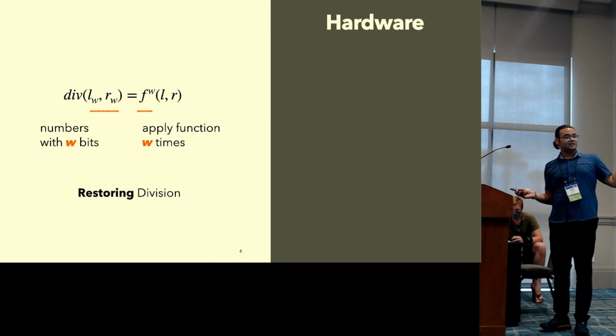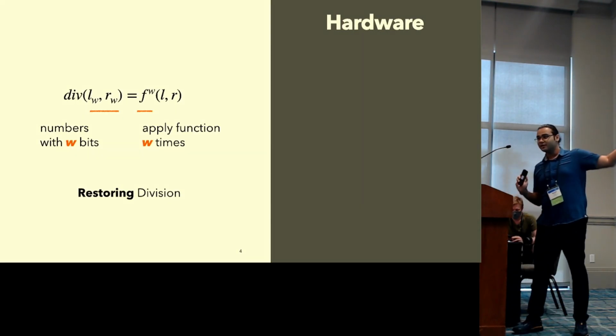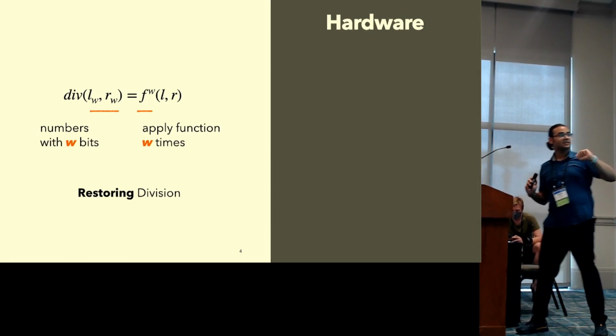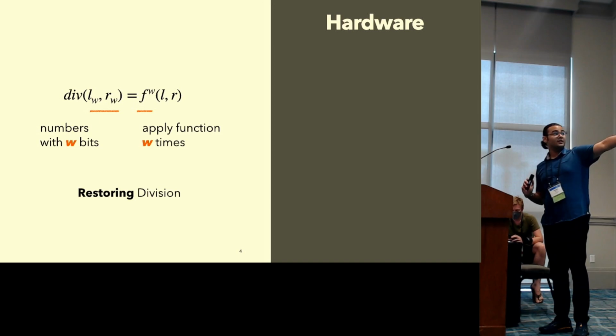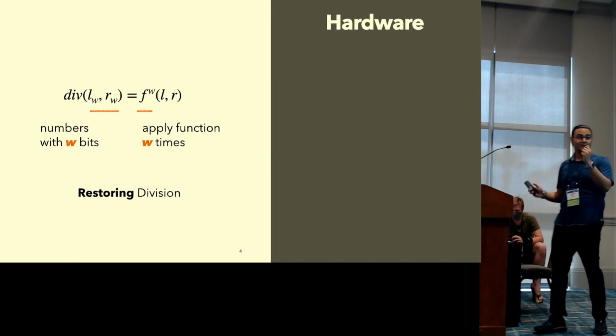So here is an algorithm. I'm not going to get into details, but this is one way to compute divisions on hardware. It's called the restoring division algorithm. Essentially, you have some numbers of bit width w, and you have to apply some function f w times. That's the algorithm. F does something, I'm not going to tell you what.